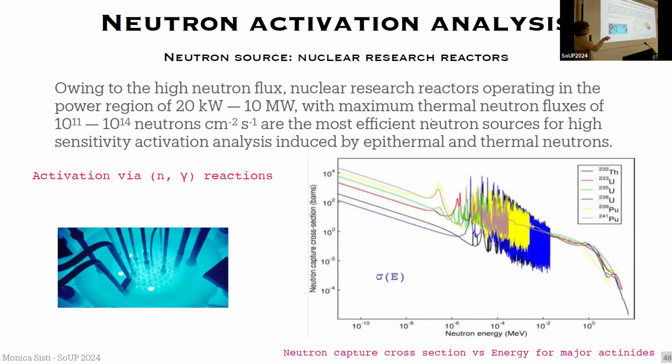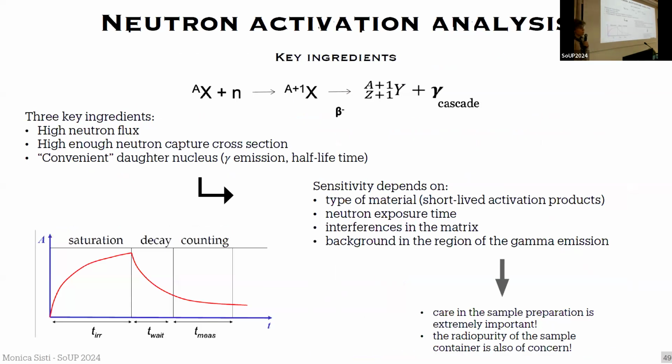where you have a strong source of thermal neutrons, for which the cross section for neutron capture is highest. So this is a nice picture of the Cherenkov radiation from the TRIGA reactor in Pavia that we use for the neutron activation analysis. So the key ingredients are that you have to use a high neutron flux for an isotope that has a high enough neutron capture cross section.